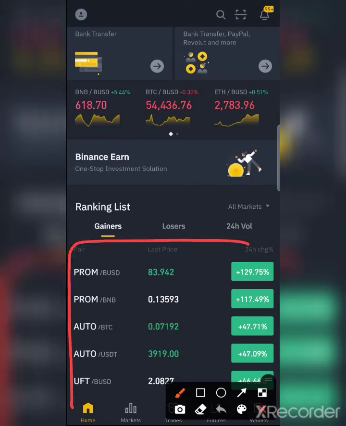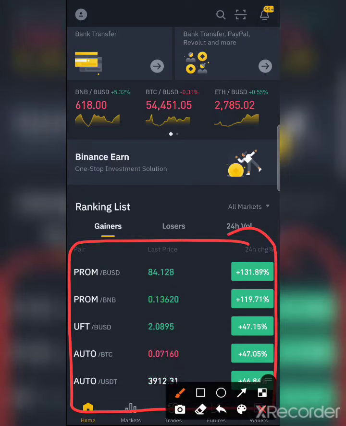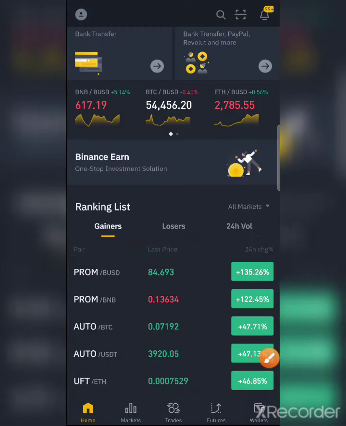Here is the coin that has made a major move in the past 24 hours. PROM has made 132.5 something percent in the past 24 hours. So that's the whole thing. I don't need to stress more. Let's go straight to the major thing we are here for. So let's go to market.